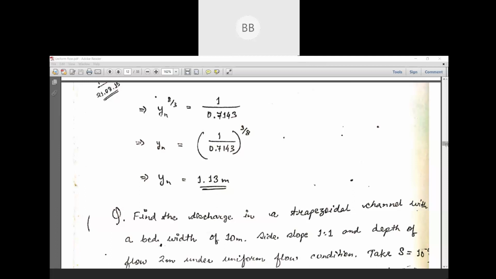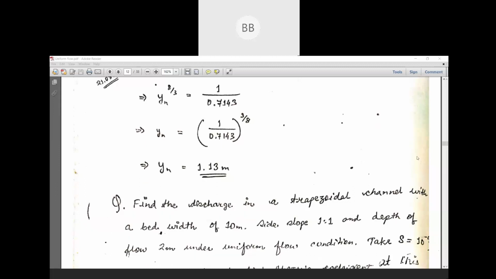You always remember, for velocity, you use Manning's equation or Sage's equation. It depends on what is given, okay? If Sage's constant is given, then you have to go for Sage's equation, okay? Or if Manning's constant or Manning's coefficient is given, then you have to use Manning's equation for velocity.